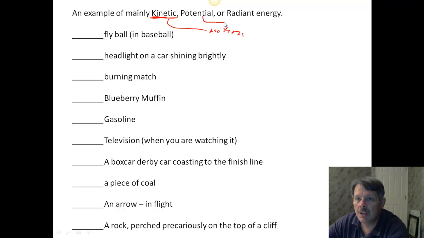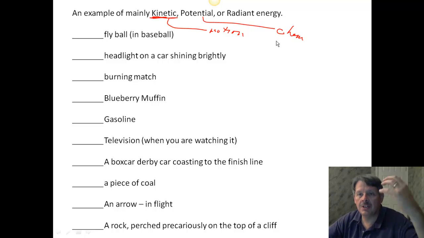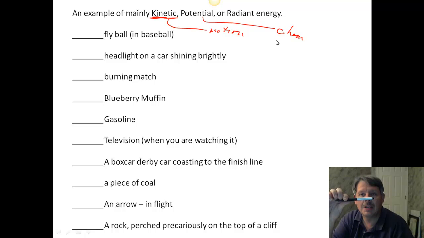If I see something that is potential, that could be chemical potential, or it could be something that has potential energy because it's sitting up waiting to fall. Like this pen, for example, has potential energy because I can drop it, right, and it will fall. And radiant energy would be something like the sun or a light or your computer screen or something like that that's giving off energy. So let's look at these things.